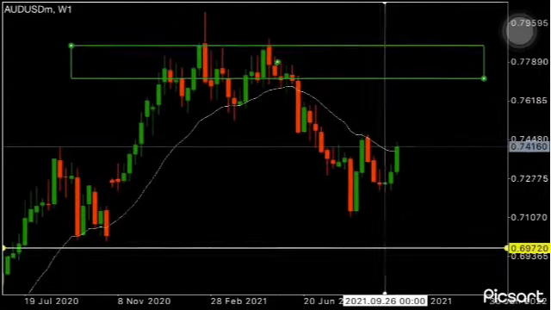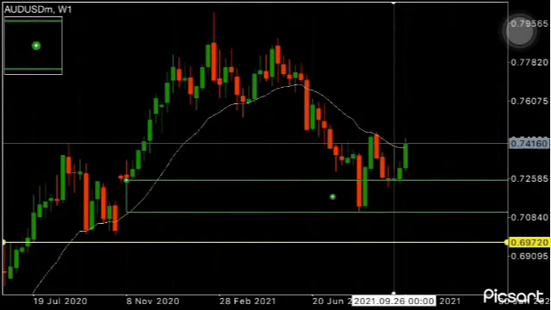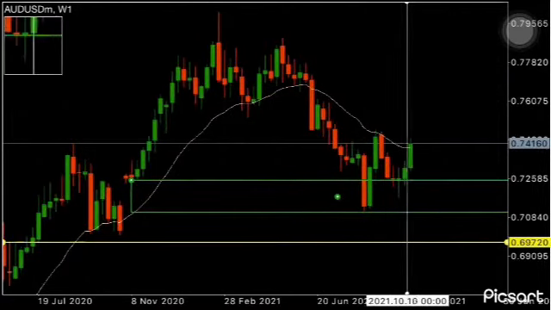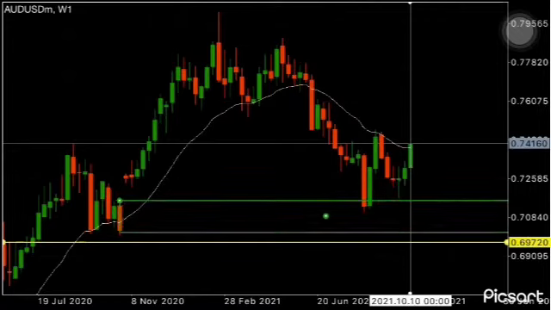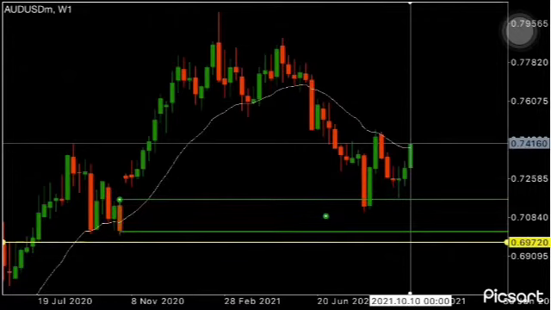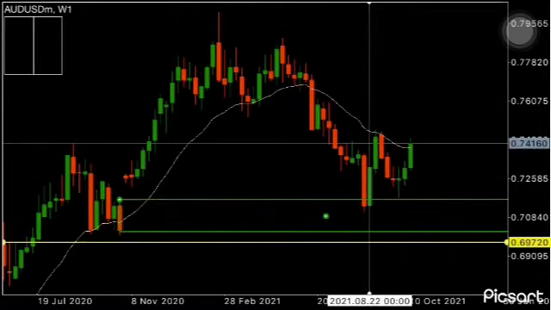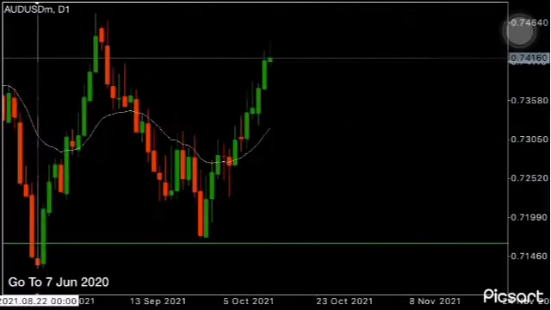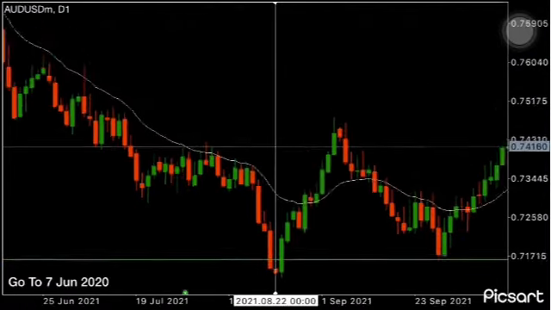There's good room to the upside. So let me bring this down. Let's see what happened on the daily time frame here. Okay, so let's switch to the daily time frame and see what happened around this area here. Okay, fine. So we have here on the daily time frame, you can see it very well.